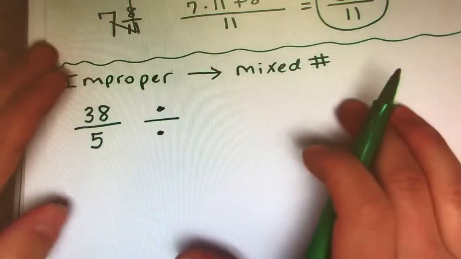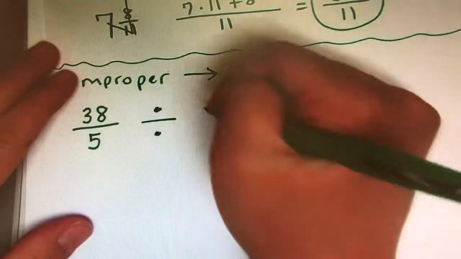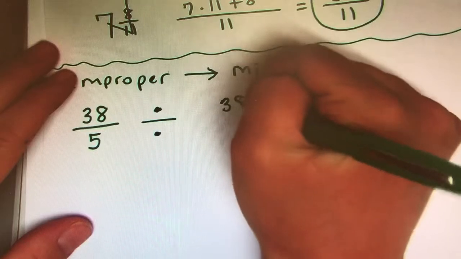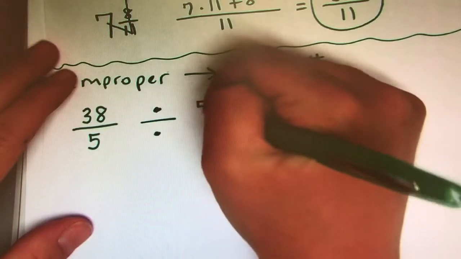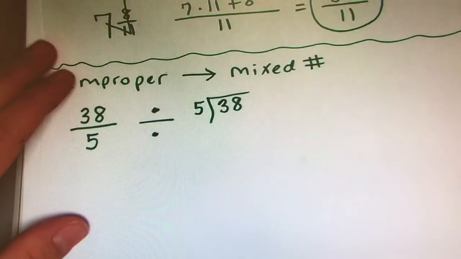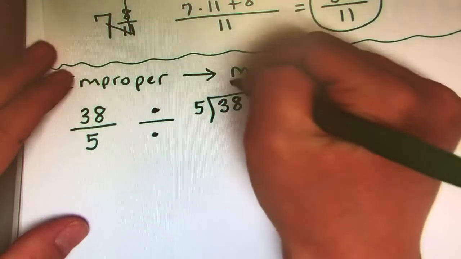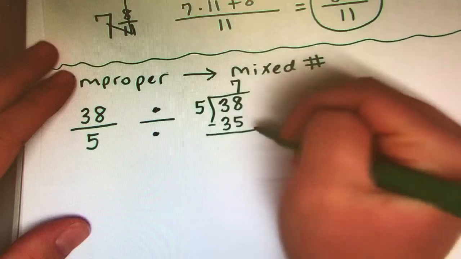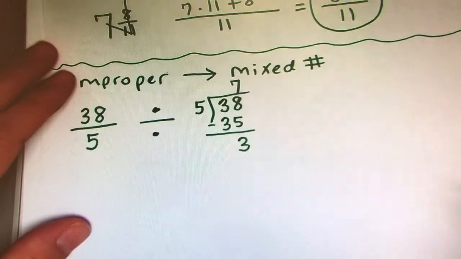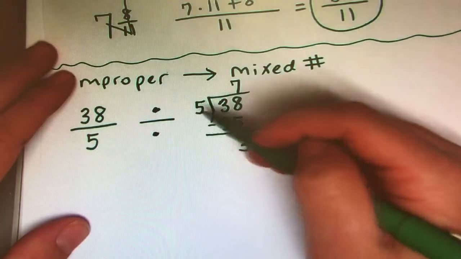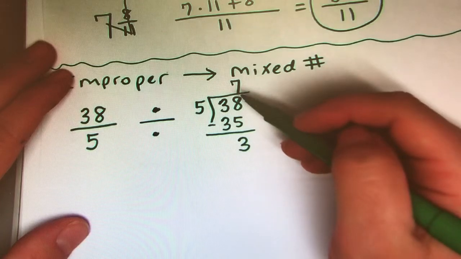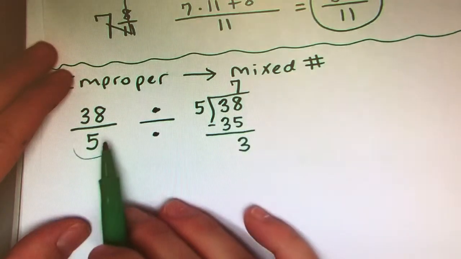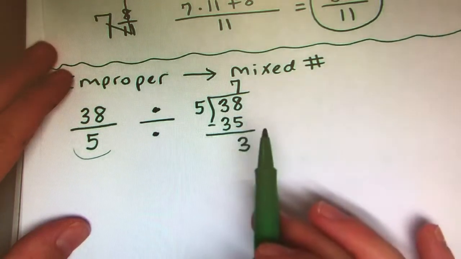So we're going to do a little division house. It's very simple division, but I'm going to write it like this: 38 divided by 5. Okay, 5 will fit into 38 7 whole times. 7 times 5 is 35. 38 minus 35 is 3. Okay, so I have a 7, a 3, and a 5. We have to put that together as a whole number and a fraction part. Well, I already told you that 5 will always be the denominator.